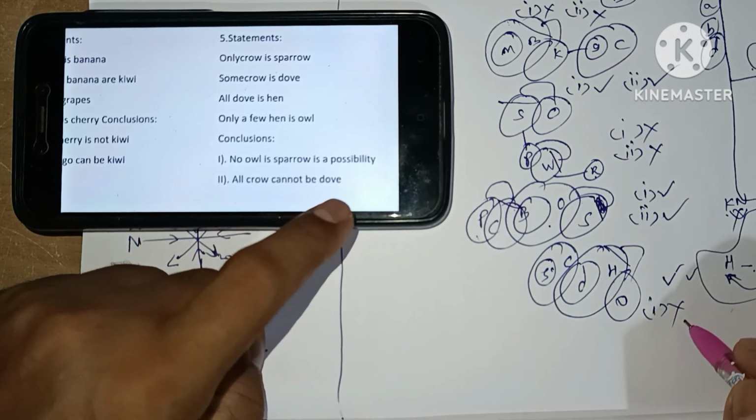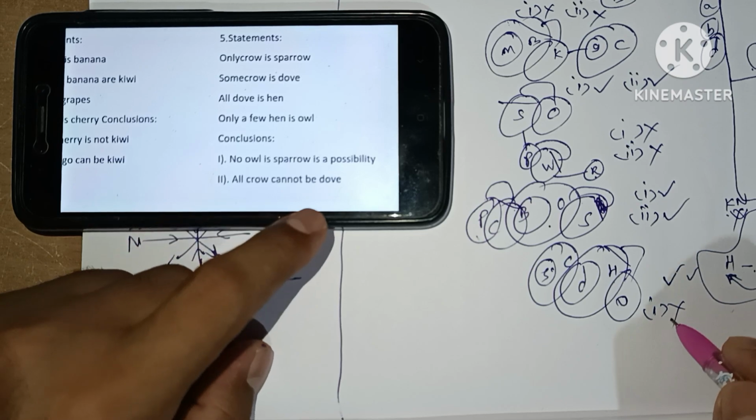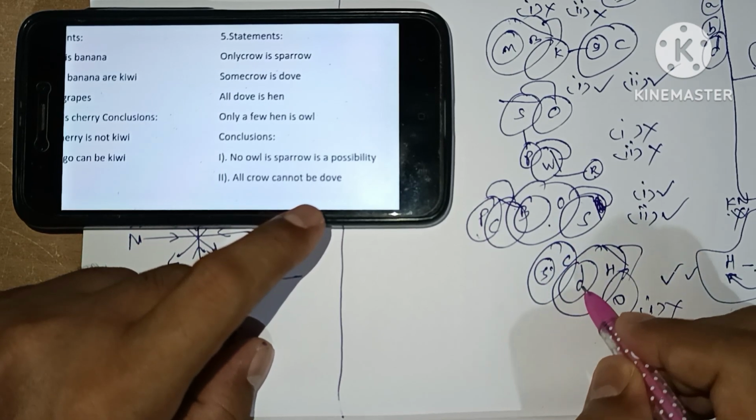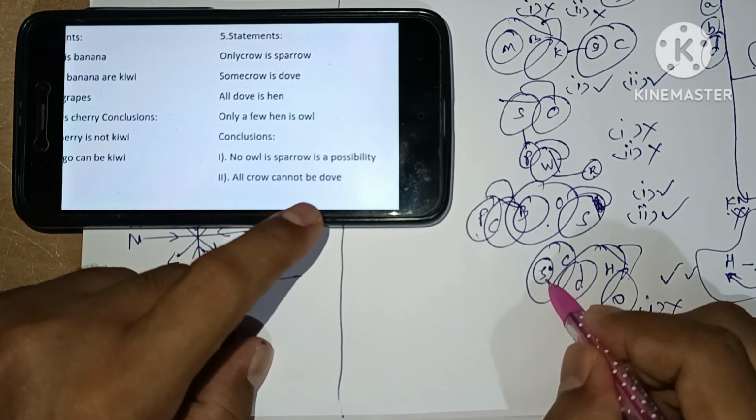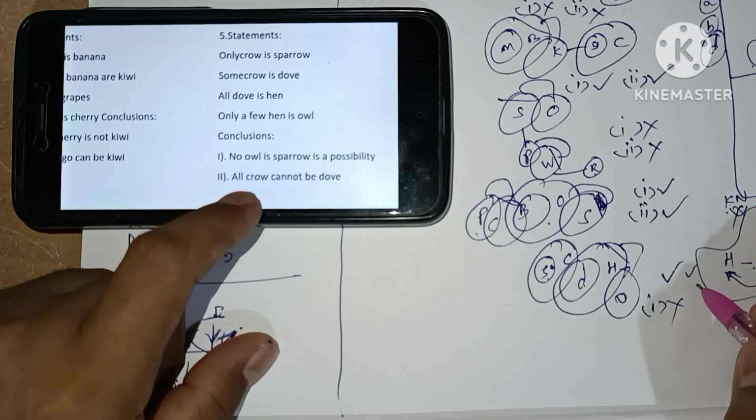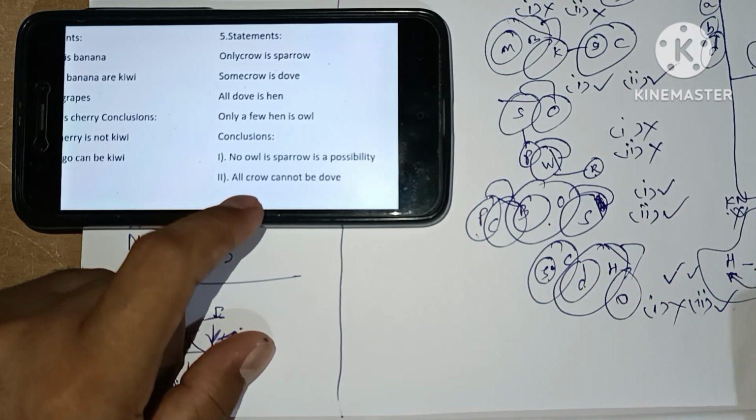All crow cannot be dove. Here we see not. So we check all crow can be dove. All crow can be dove. No, it is not possible because of this one. So all case not possible means all not case will be true. Second conclusion will be true.